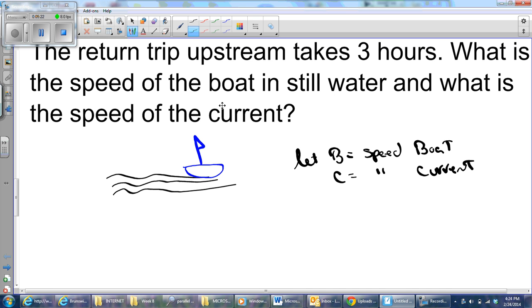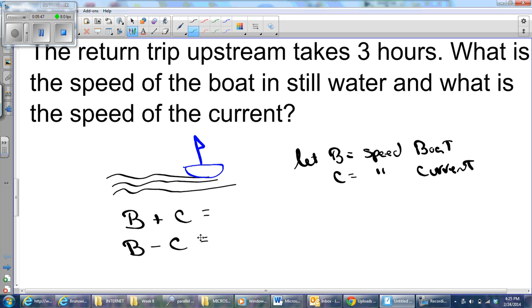Right? Okay, so now I know that going downstream, I'm going to do the boat speed plus the current speed. Why? Because the current is pushing it along. It's actually adding to its speed. I don't know what that equals yet. Just hold on. I'm going to go upstream. I'm going to do the boat minus the current because now I'm working against the current. The current is in my face, so to speak, kind of like a headwind, and it's going to slow me down.